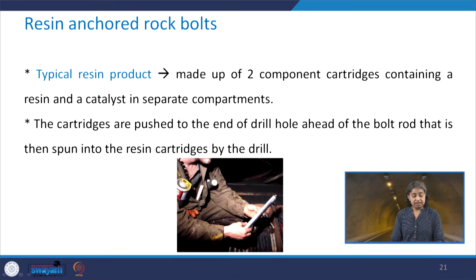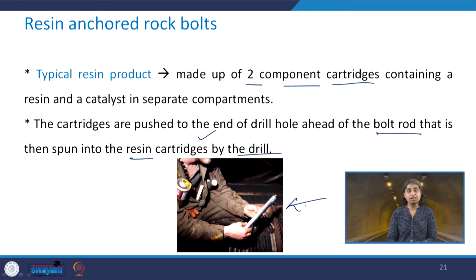A typical resin product is made up of two component cartridges containing a resin and a catalyst in separate compartments. These cartridges are pushed to the end of the drill hole, ahead of the bolt rod, and then the bolt rod is spun into the resin cartridges by the drill. Here is a picture showing you the resin anchored rock bolts.